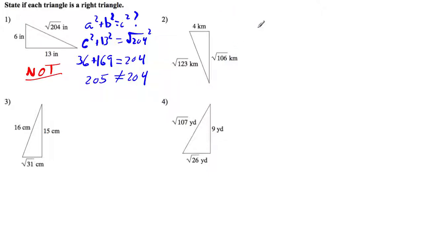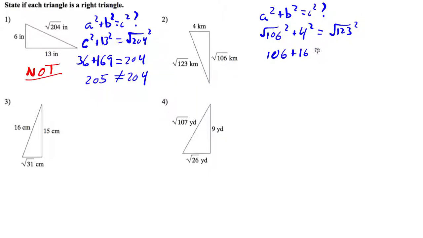For number 2, we can set up the same approach. So does a squared plus b squared equal c squared? Well, we have square root of 106 squared plus 4 squared is equal to square root of 123 squared. So this is 106 plus 16 is equal to 123. So we actually get here 122 is not equal to 123. So yet again, this is not a right triangle. They look like right triangles, but they're not.